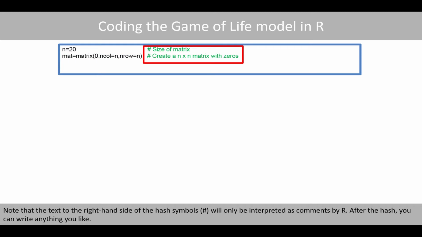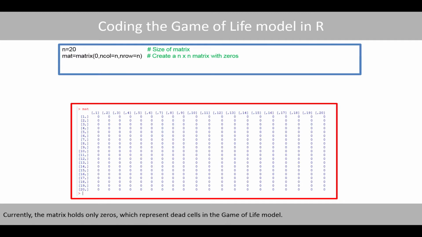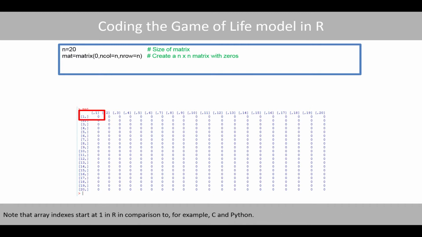Note that the text to the right-hand side of the hash symbols will only be interpreted as comments by R. After the hash, you can write anything you like. The object that is called mat will store a matrix with 20 rows and 20 columns. Currently, the matrix holds only zeros, which represent dead cells in the game of life model. Note that the array indexes start at 1 in R in comparison to, for example, C or Python.